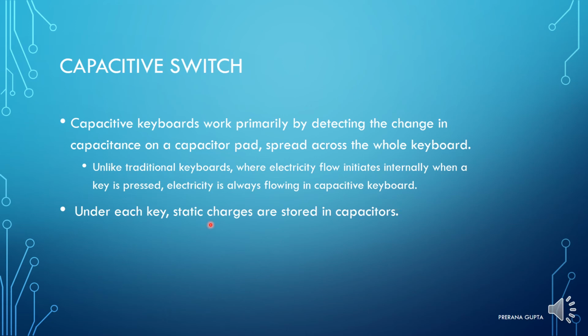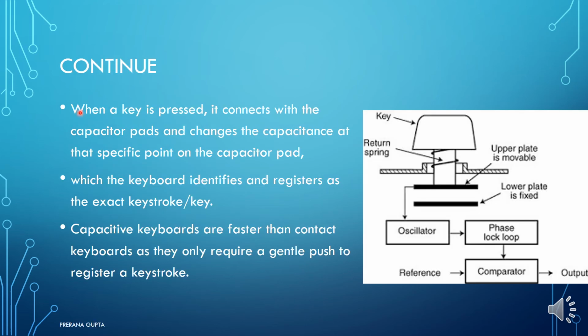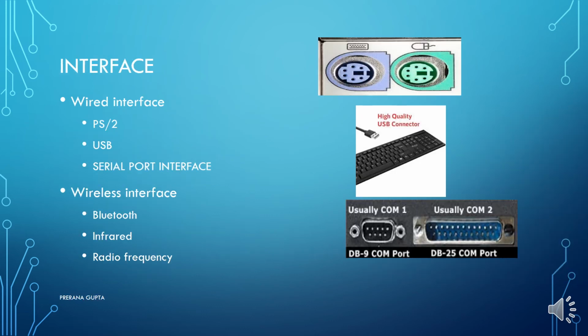Under each key, static charges are stored in capacitors. So when a key is pressed, it connects with the capacitor and changes the capacitance at the specific point, which the keyboard identifies and registers as the exact keystroke. Capacitive keyboards are faster than contact keyboards as they only require a gentle push to register a keystroke.